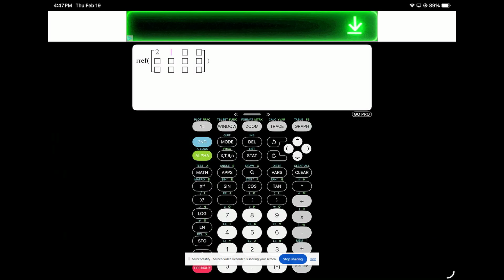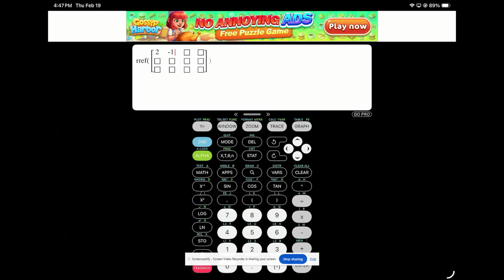Scroll on, your y is negative 1. Scroll on, you got 7. And then your constant, negative 11. We're going to go to our second equation. X is 1. Y is also 1. Z is negative 3. And our constant is 2. 5 is our x. Negative 2 is our y. 1 is our z. And our constant is negative 25.